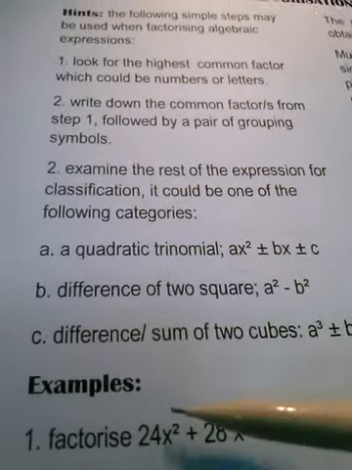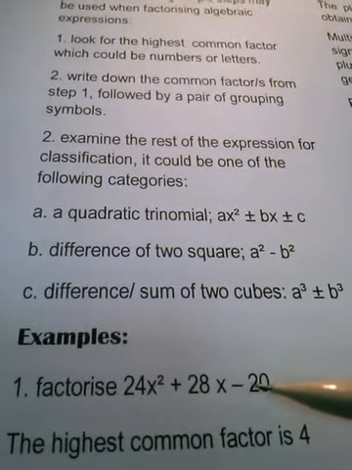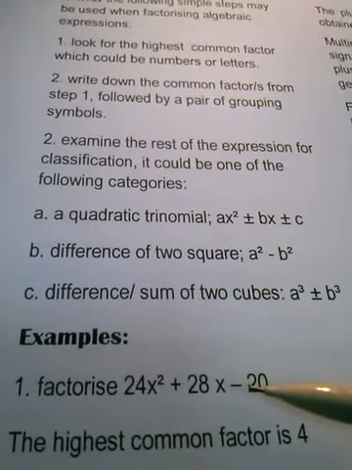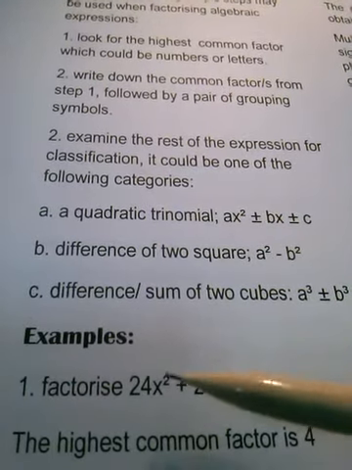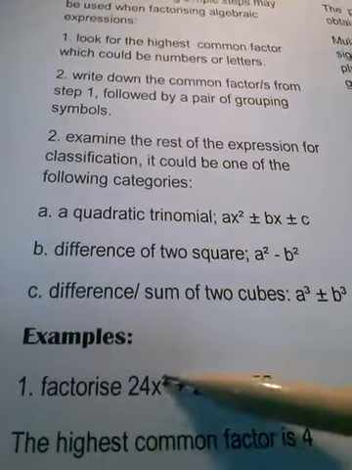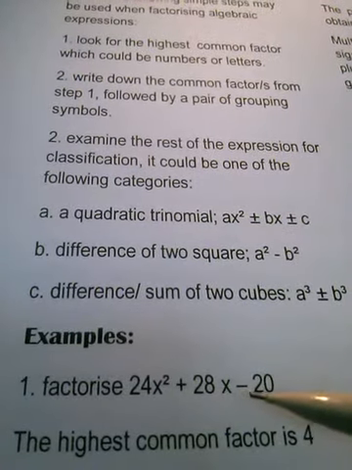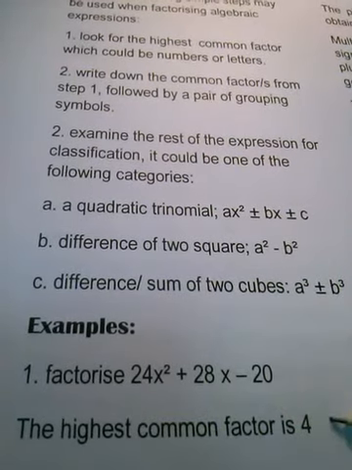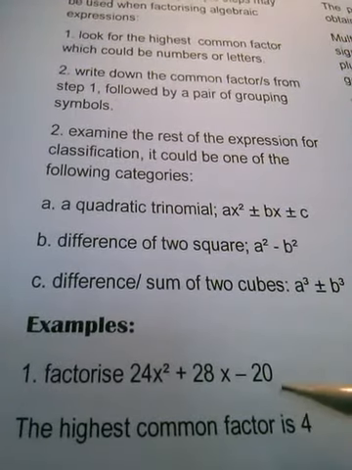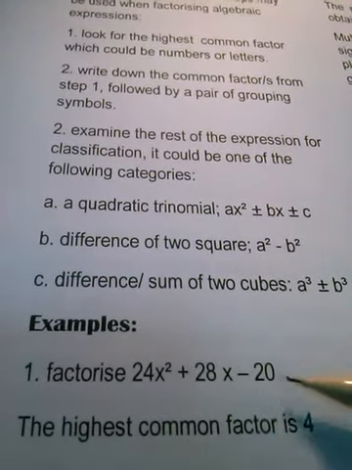Let's look at an example. The first example says factorize this trinomial. It's a quadratic trinomial because the highest power is the 2 on the x. So when we examine this one, we can find that the highest common factor is 4, because 4 is the highest common factor of 24, 28, and 20.